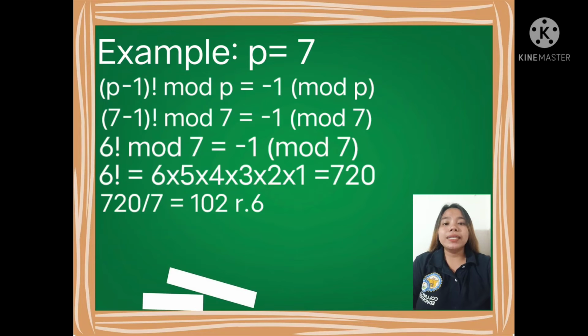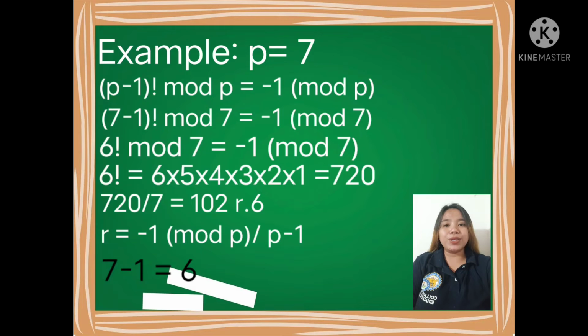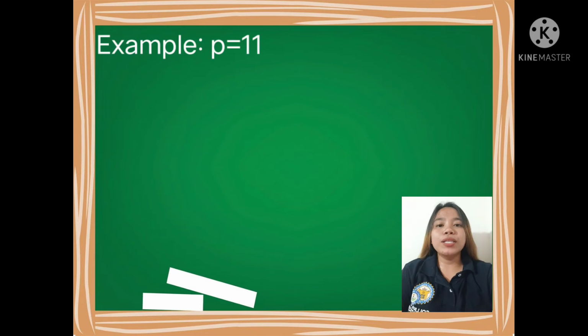So we'll have 720 mod p, or 720 divided by 7 is equal to 102 remainder 6. As we look at the formula, it says that the remainder is equal to minus 1 mod p, or p minus 1. And as you notice, the remainder of 720 divided by 7 is equal to 6, which is the same as 7 minus 1. Another example, suppose that p is equal to 11.